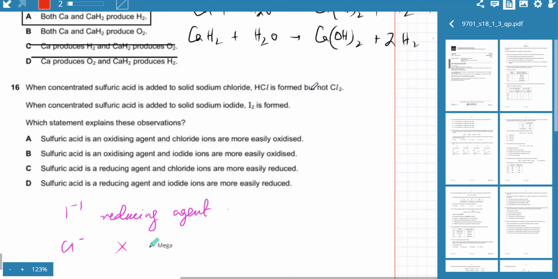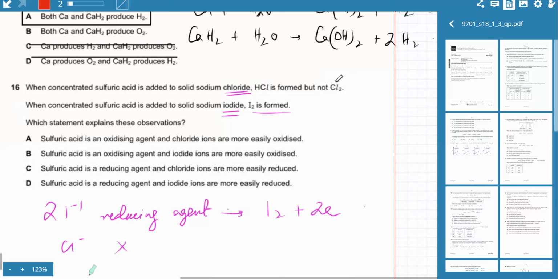lose electrons. So the reason you did not get a redox reaction over here, and the reason you did not get Cl2 over here, is that Cl-1 ions don't like to lose electrons. Chlorides don't like to lose electrons. So no Cl2 is formed. But iodide, I-1, likes to lose electrons to form iodine. So I-1 is a good reducing agent. It would lose electrons to form iodine.